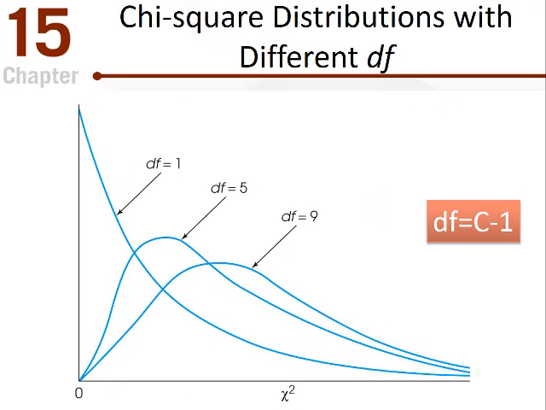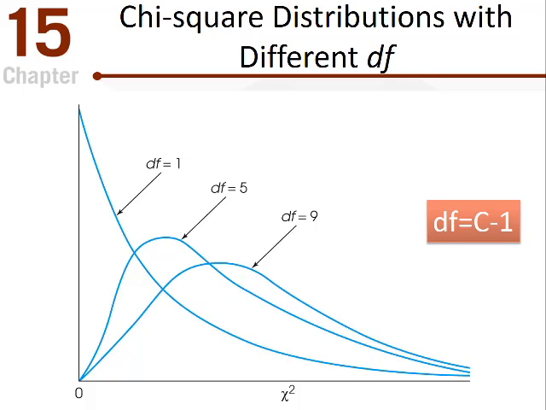Chi-square is a family of distributions, and the distributions are determined by the degree of freedom. There's a slightly different shape for each value of the degree of freedom, as you can see here. You've got to remember that the degree of freedom for goodness of fit test is just C minus 1, where C represents the number of categories. And it will be different for the chi-square test of independence.